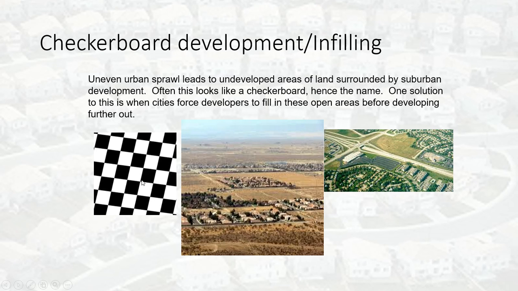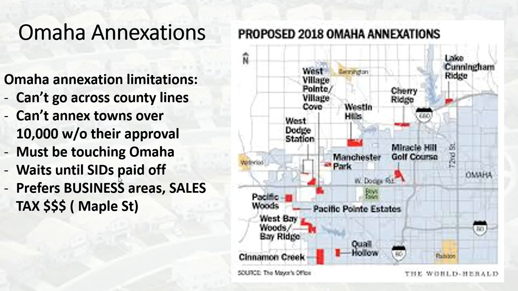Infilling is where you go ahead and fill those areas of checkerboard development in by limiting the growth outward until you've got everything filled in. That's smarter because it takes care of your city services better, okay? And you'll understand Omaha annexation, and they propose it, they vote on it, but if you look at the map, look at the little red areas. This is not all the growth or development.